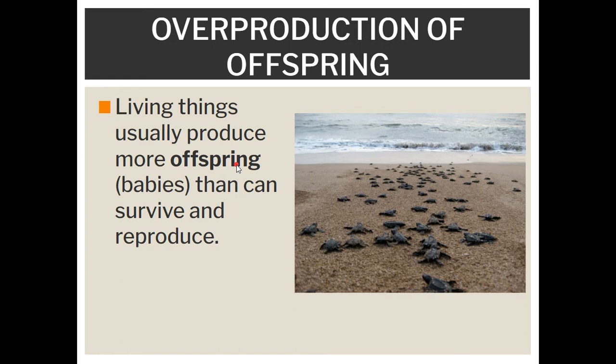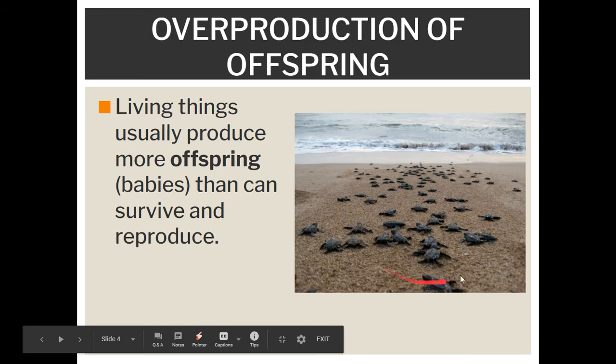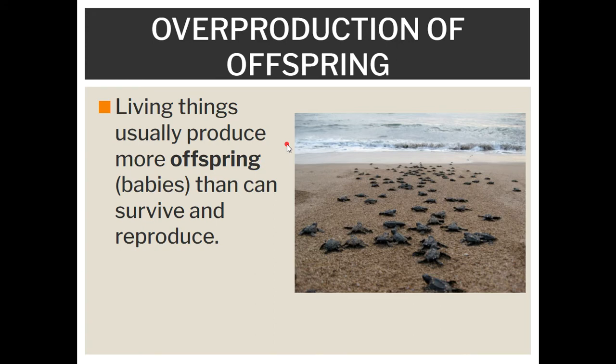The second requirement for natural selection is overproduction of offspring. Again, remember Darwin said in his theory of evolution that living things have more offspring than can survive, therefore they compete for resources. So living things usually produce more offspring than can survive and reproduce. If we take a look at our example here of these baby turtles, the mama turtle, when she came up onto land and laid her eggs, she probably laid 200 eggs. That's an absurdly high number of offspring to have. Imagine having 200 brothers and sisters.